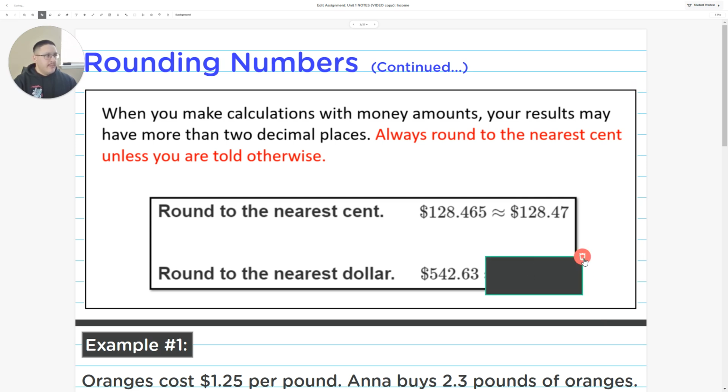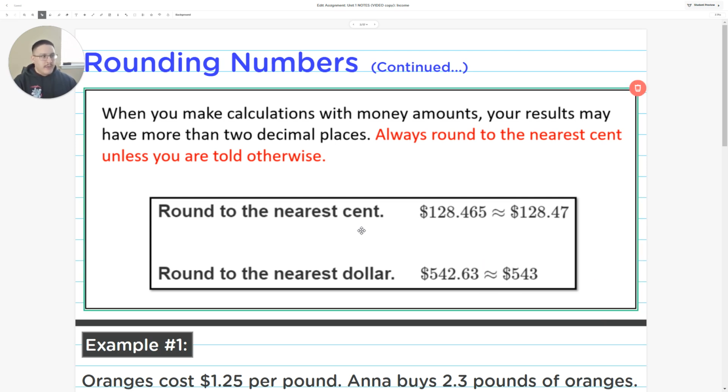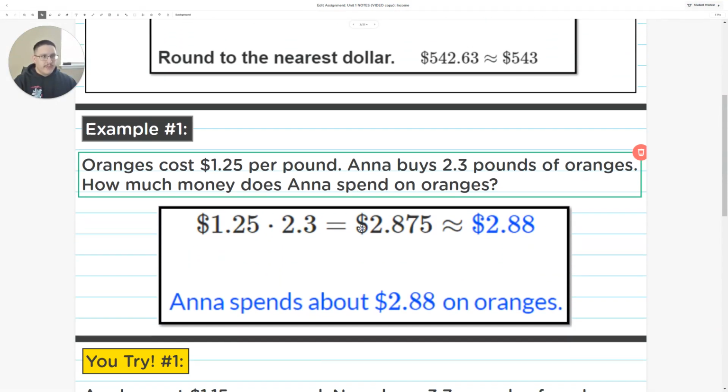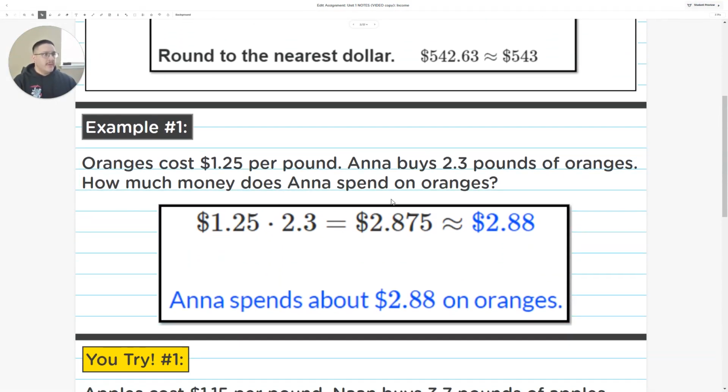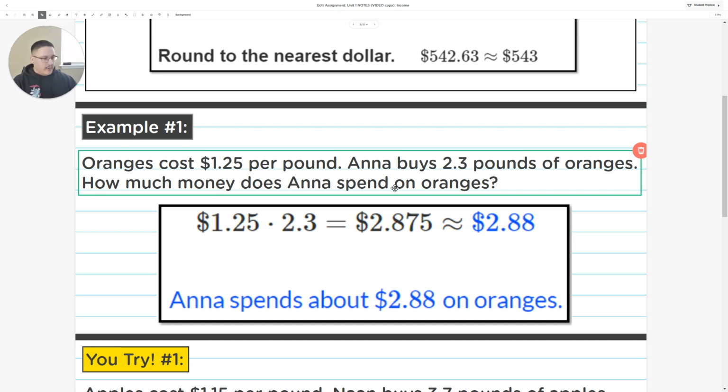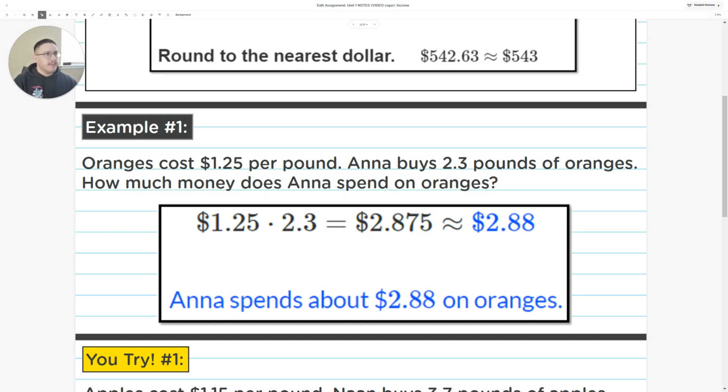All right, so that's a brief review on how to round numbers. Now onto something just a little bit different. Let's talk about how to find certain prices per unit, per unit of measurement.